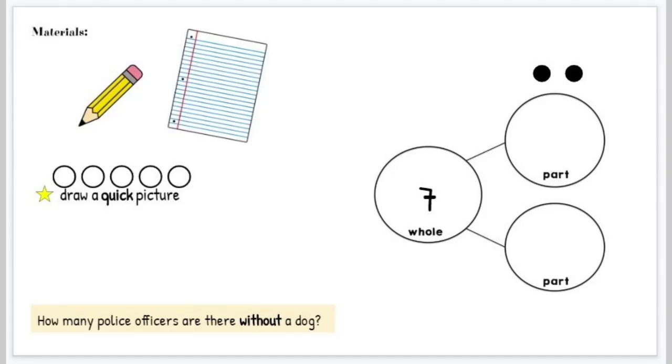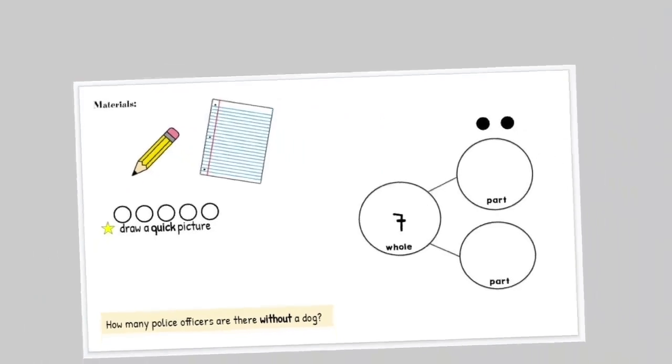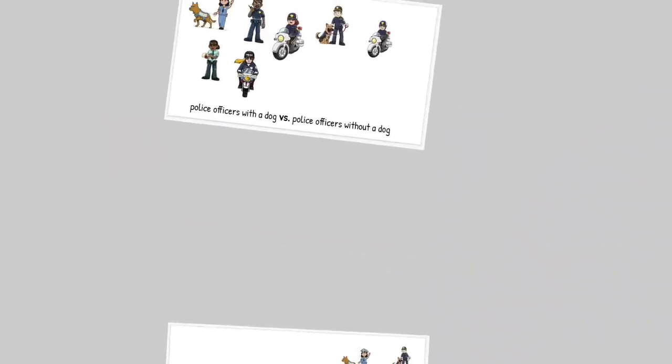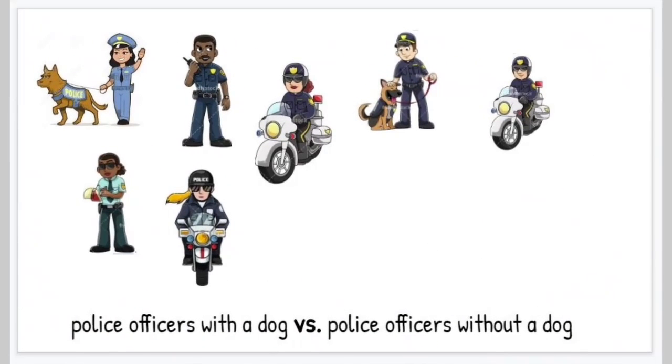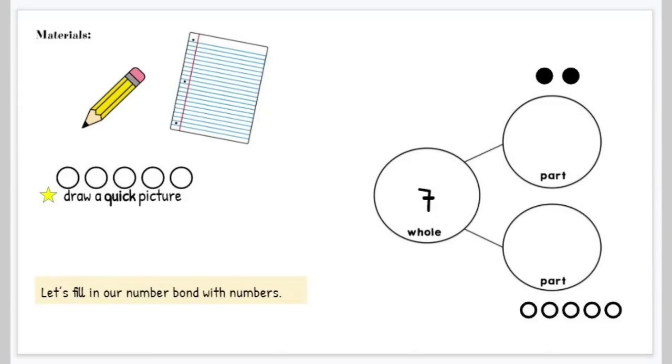We know that there are 2 police officers with dogs. How many police officers are there without a dog? Press pause and then play when you're ready. Did you draw a quick picture showing that there were 5 police officers without a dog? If you did, that is correct.